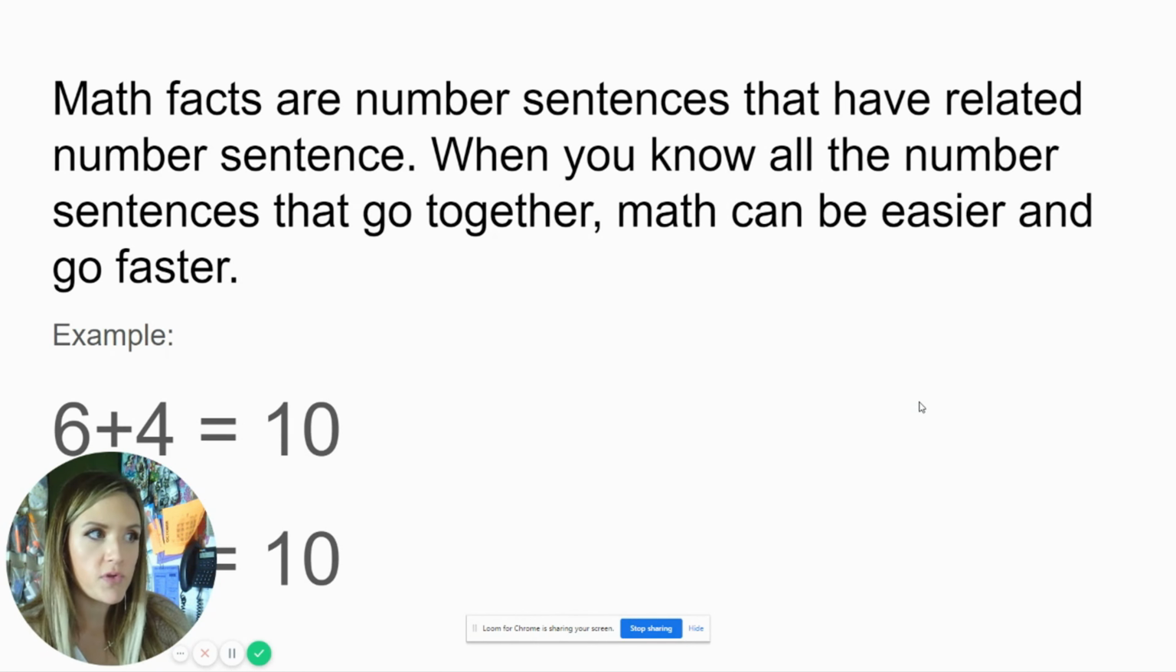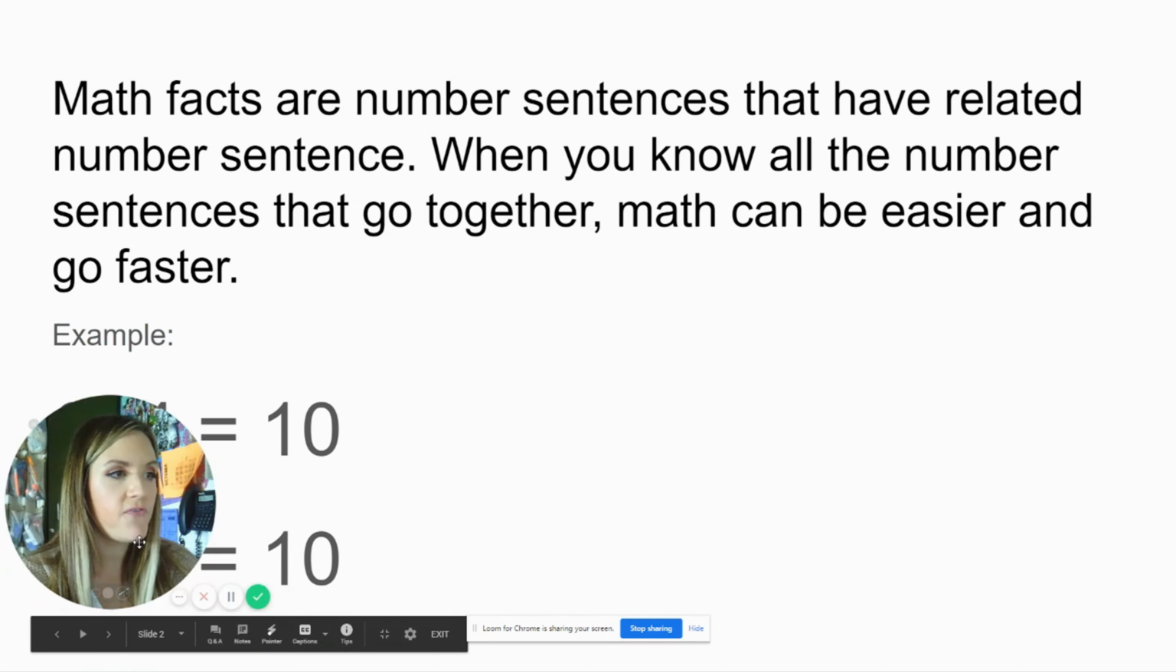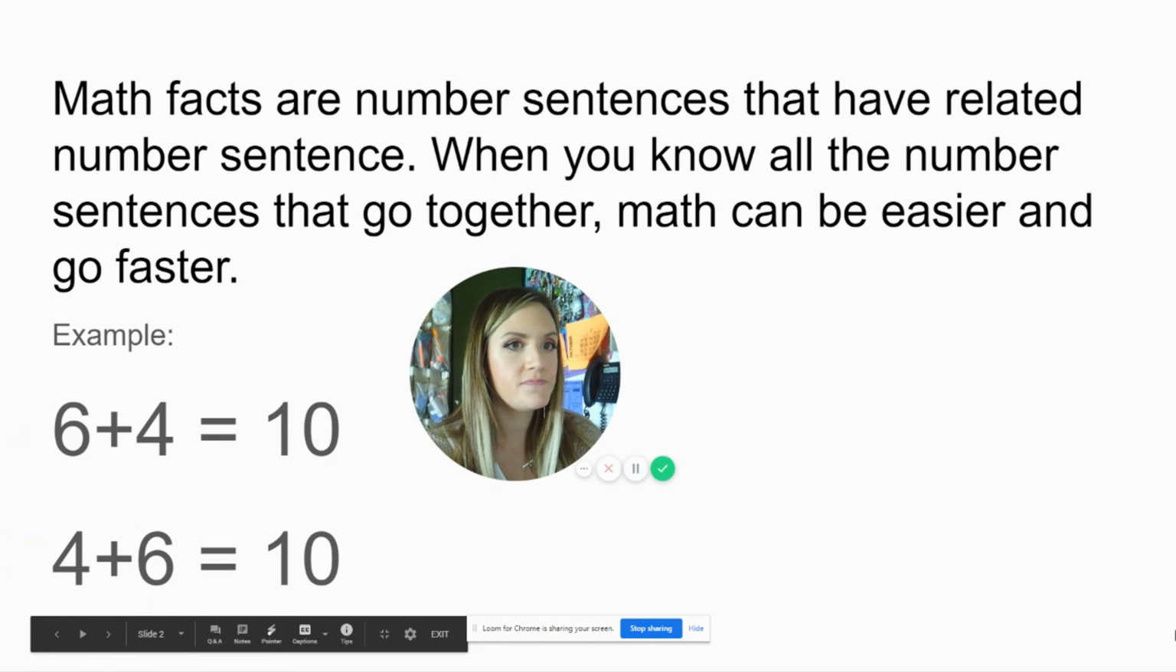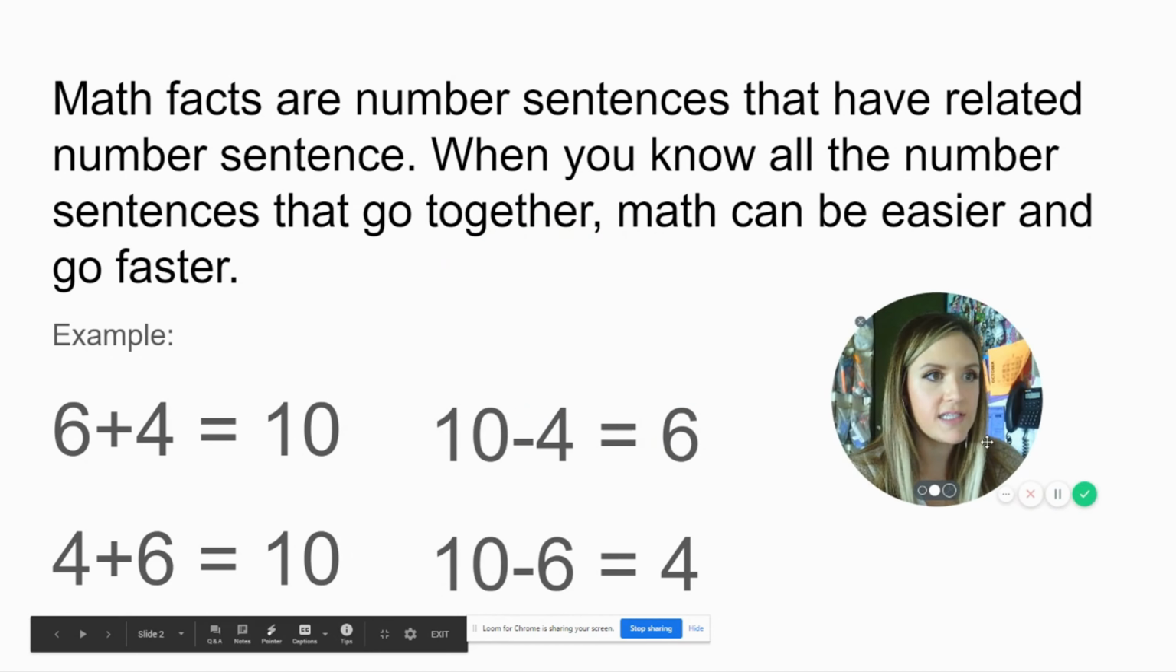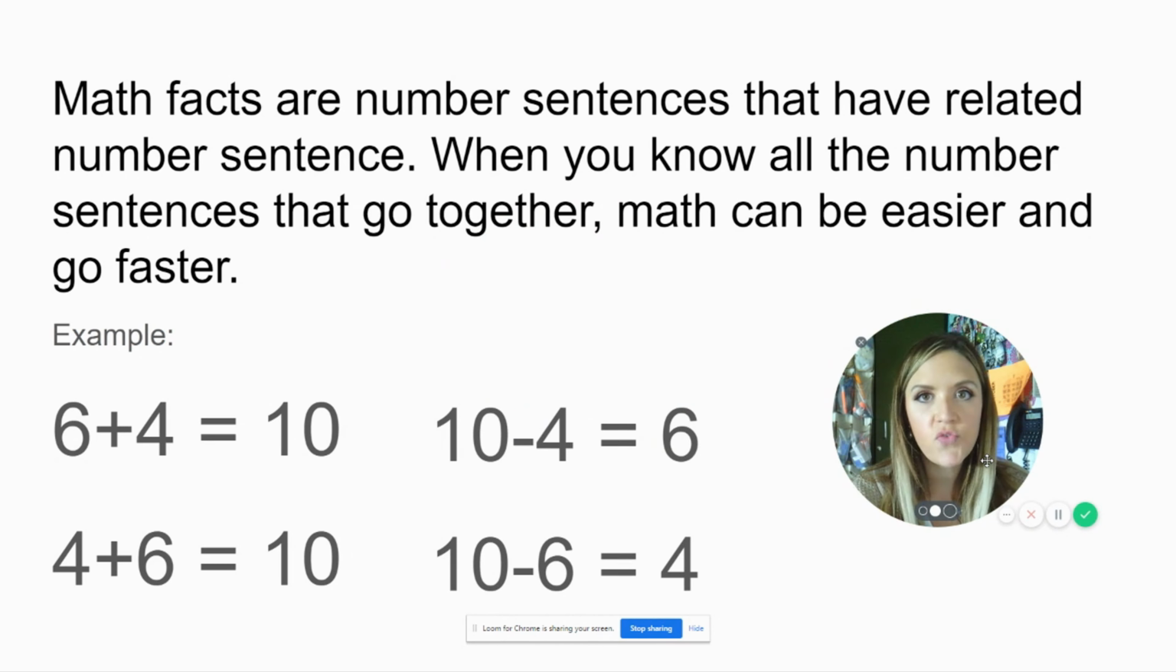So here's two number sentences on my screen. 6 plus 4 equals 10, and 4 plus 6 equals 10. And then if I show you these two number sentences, 10 minus 4 equals 6, and 10 minus 6 equals 4, I want you to take a look at all four of these number sentences. They all have 6s, 4s, and 10s.